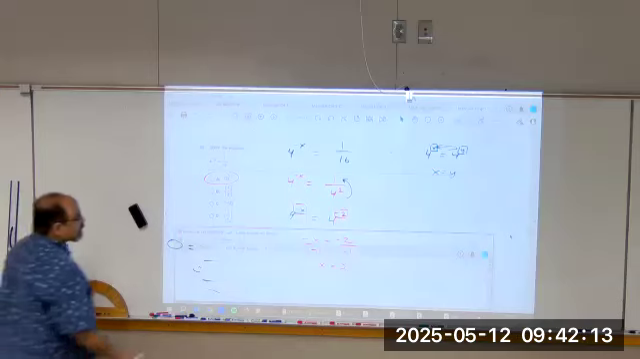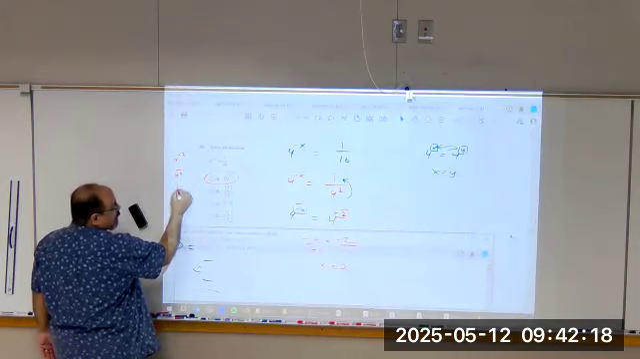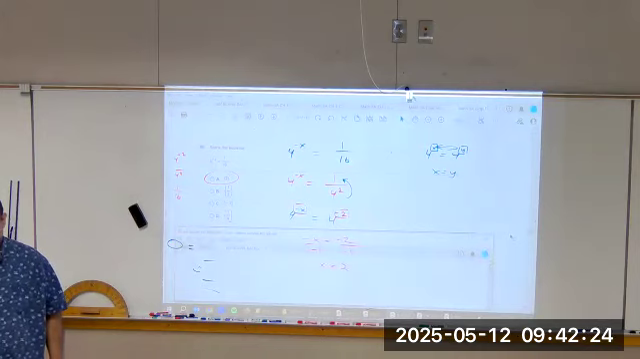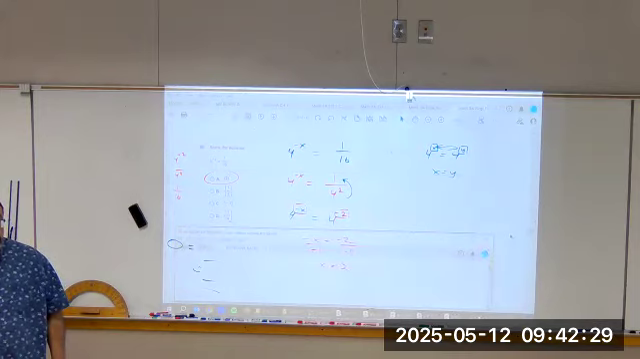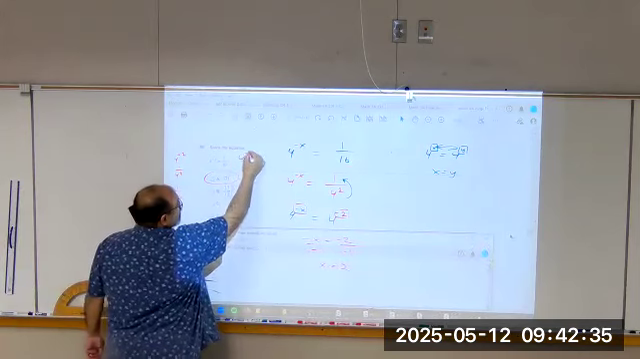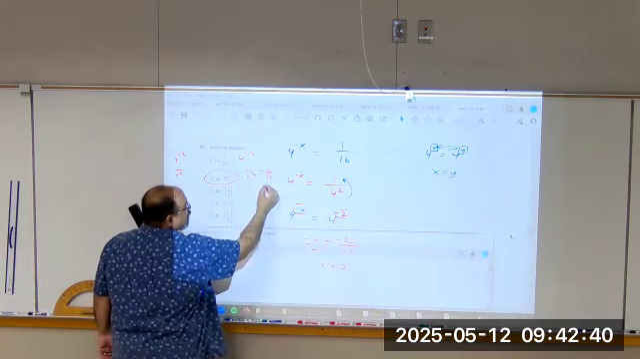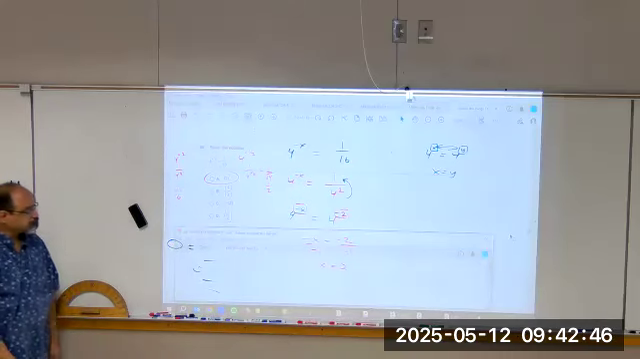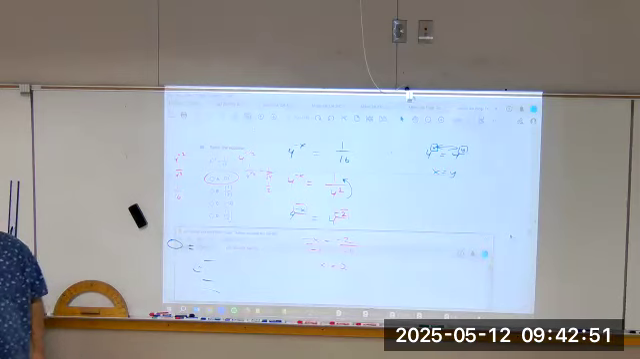And if I was just checking numbers, plug in 2, 4 to the negative 2 is 1 over 4 squared, is 1/16. Plug in a half. 4 to the negative 1/2 is 1 over 4 to the 1/2, which is 1 over the square root of 4, which is 1/2. And I'm not using the calculator, which you can always check it on the calculator.